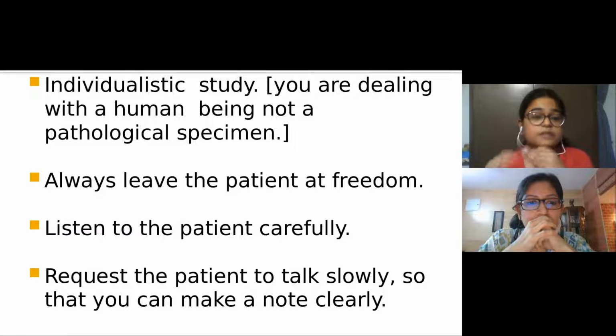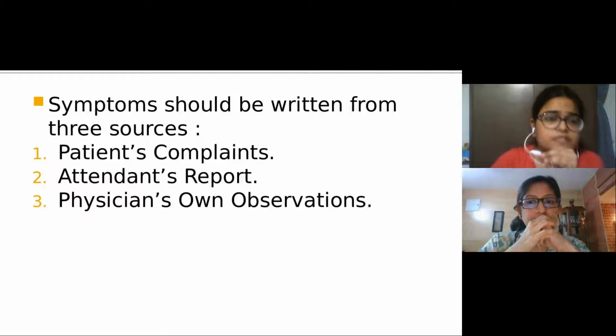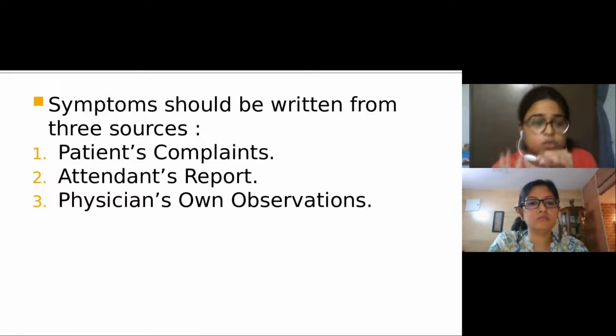And listen to the patient carefully. So first request the patient to talk slowly so that you can make a note clearly. So पहले उनको बोल दो that to talk slowly so that we can make a note of every symptom, and then listen to the patient carefully, do not interrupt. So symptoms हमें तीन sources से, तीन main sources से ही मिलेगी.